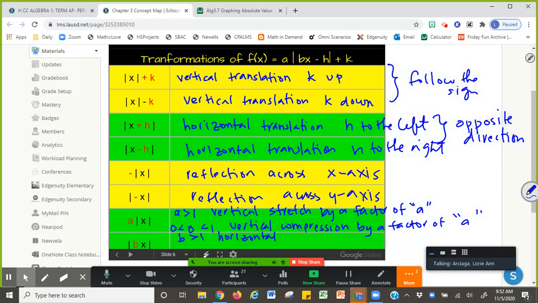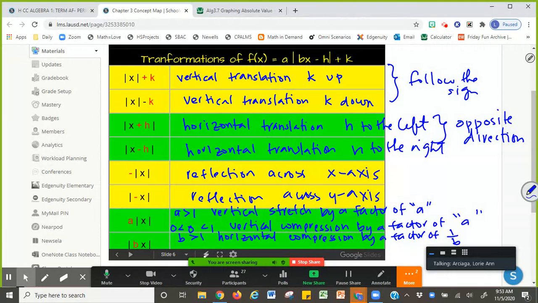Now I said it's the opposite, so don't say stretch. You have to flip them around. This time it's going to be horizontal compression by a factor of, since we're flipping it, we're also going to flip the value. So if it's B, we're going to say 1 over B. So if it's 2x, then you're going to say 1 half. I will illustrate that to you once you get to the graph. So for now, just record them.